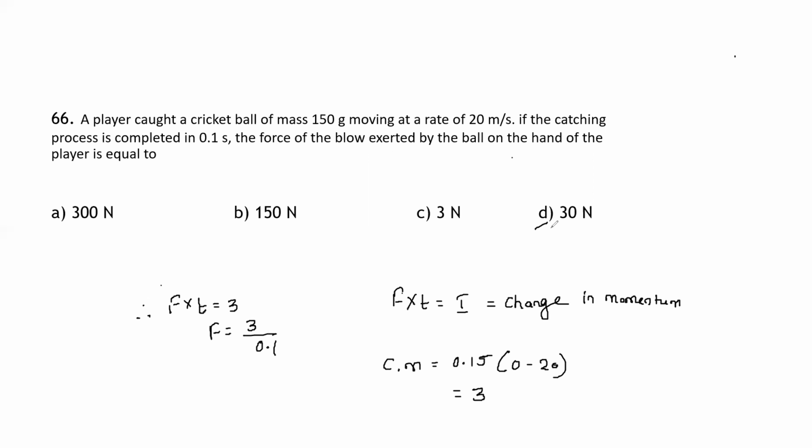So we know that impulse is equal to change in momentum. Calculate the change in momentum value by using the formula mass into velocity. Then you can substitute that in the first equation, that is F into T is equal to 3. Now force F is equal to 3 divided by 0.1, that is nothing but 30 Newton. So the correct option is option D.